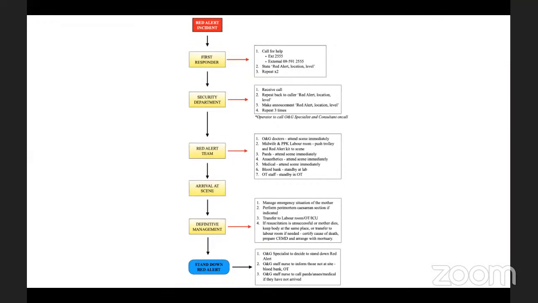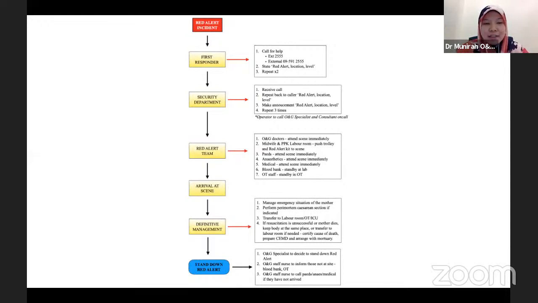All right, no worries. Okay, so this is the flow chart. If there's an incident, the main aim for the first responder is to call for help and do the initial steps. The BLS team is also trying to get everyone to be BLS trained, so the first responder will hopefully at least start basic life support. And then the security department will respond to the call. So like I said, it's to just state red alert, location and level, and repeat twice.